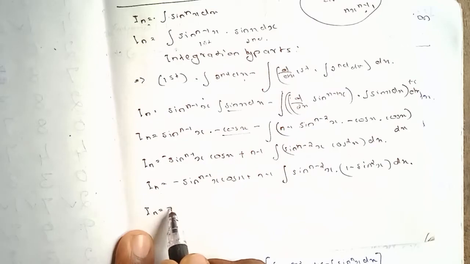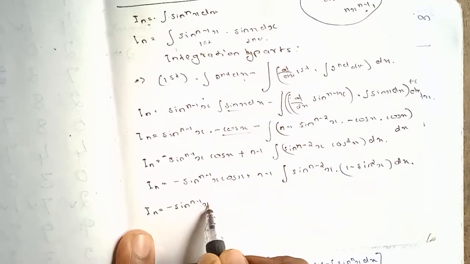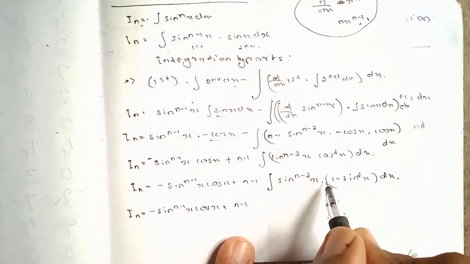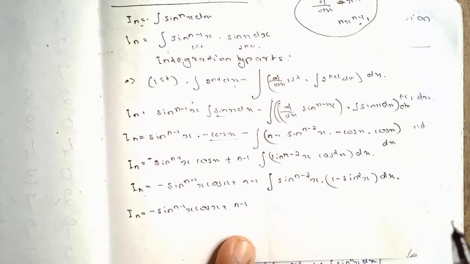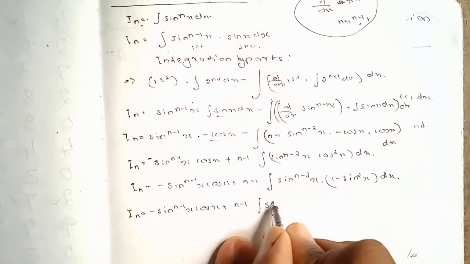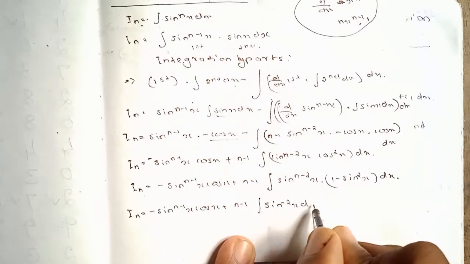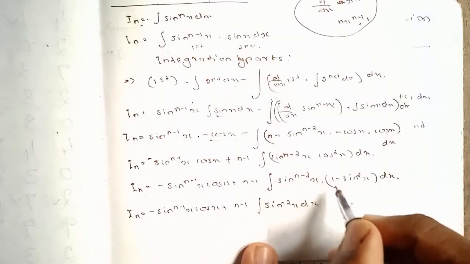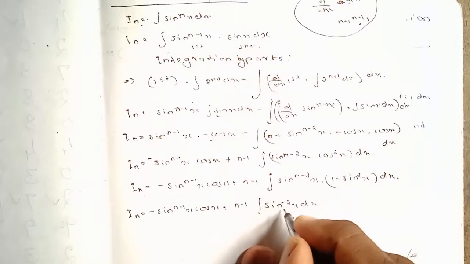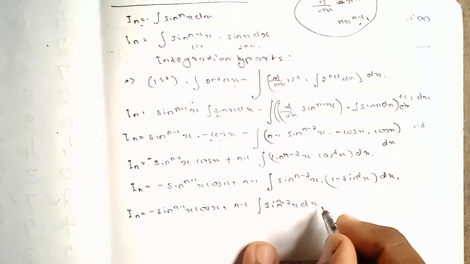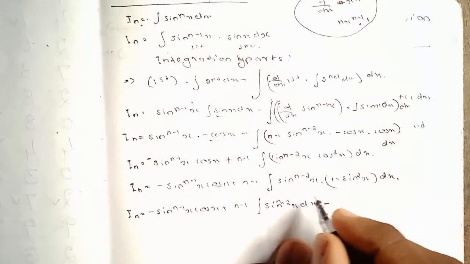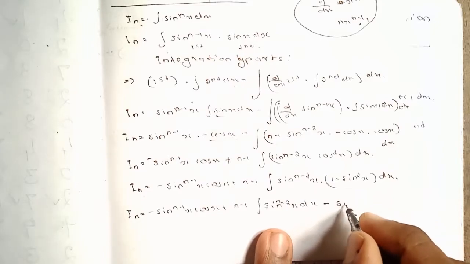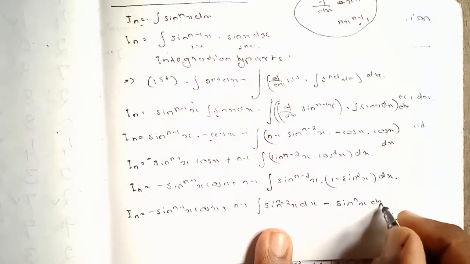Then I_n is equal to minus sin^(n-1) x cos x plus n minus 1 into the integral of sin^(n-2) x into 1, that is, the integral of sin^(n-2) x dx. That is multiplied inside the bracket, and we get as the first term sin^(n-2) x dx, and minus sin^(n-2) x into sin square x, which implies sin^n x dx.